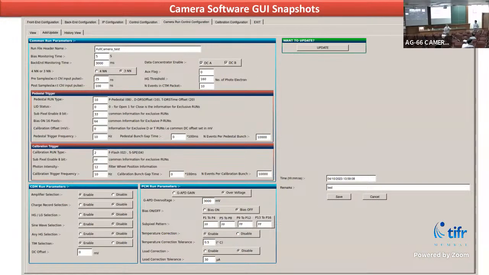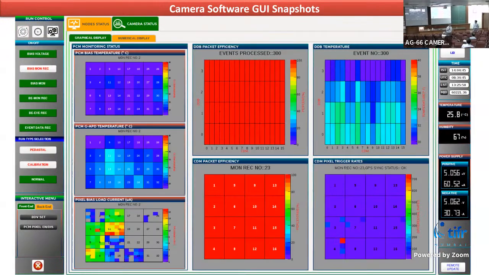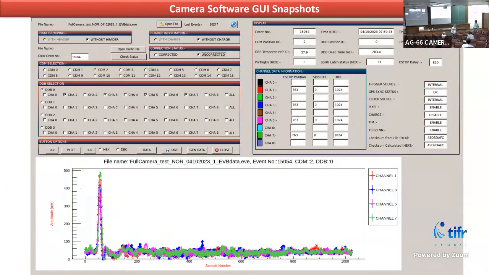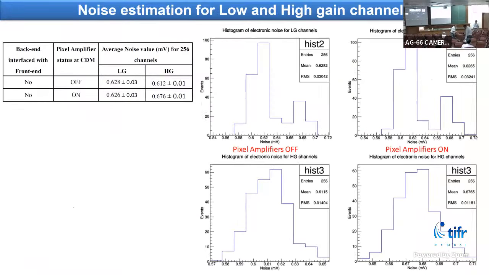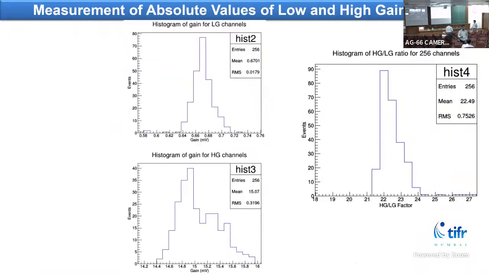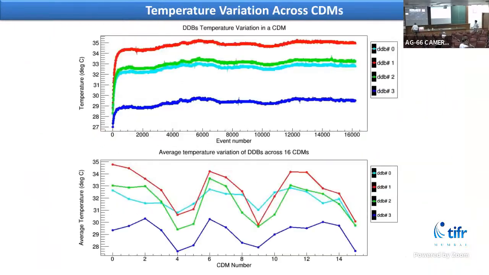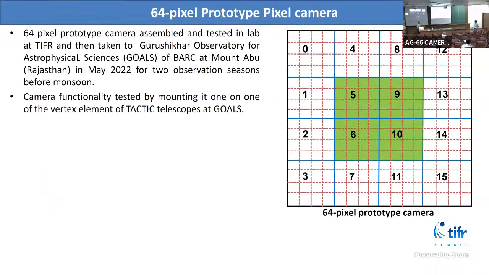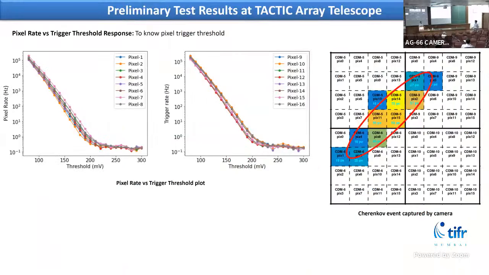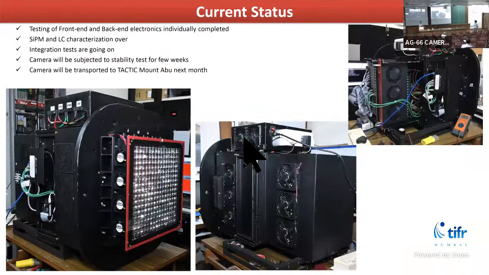What is the total size? Camera size? That is about 70 by 72 centimeter and about 3 feet in length. So from this to this about 90, and this one 70 by 72 centimeter.